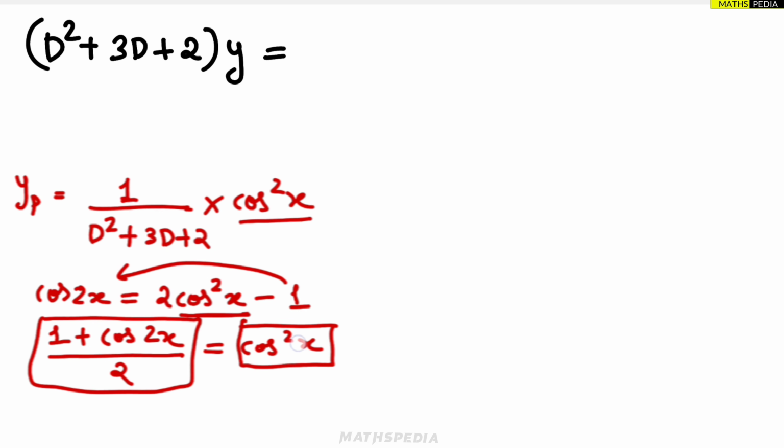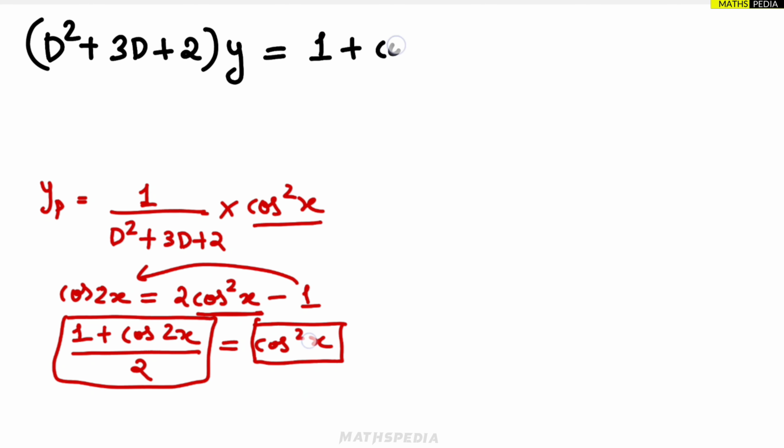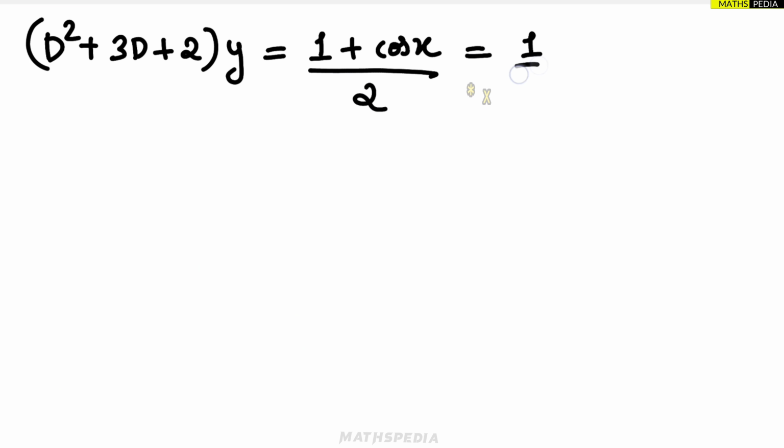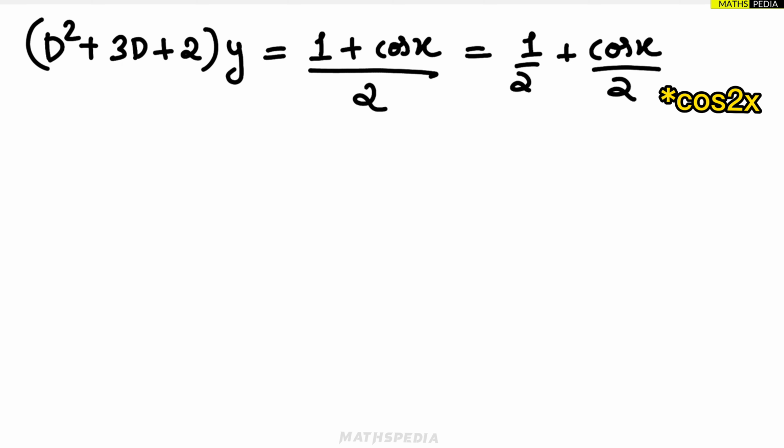So instead of cos square x, I'll write (1 plus cos x) by 2, or you can write it as 1 by 2 plus cos x by 2 also. That is also fine. Now, if you observe, now we have got one form of what? Cos x.